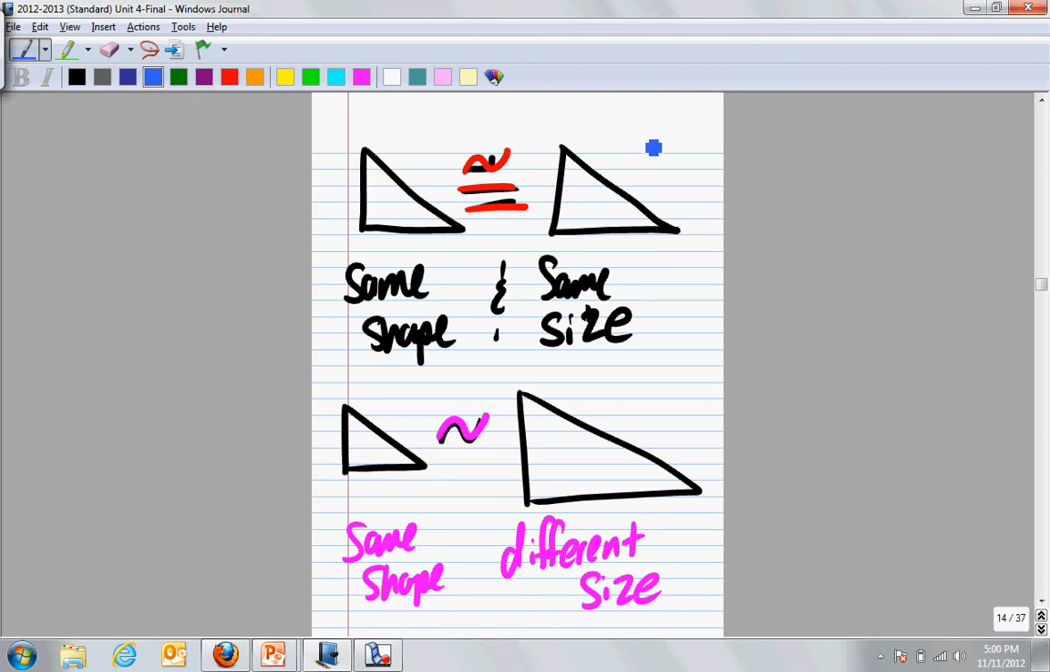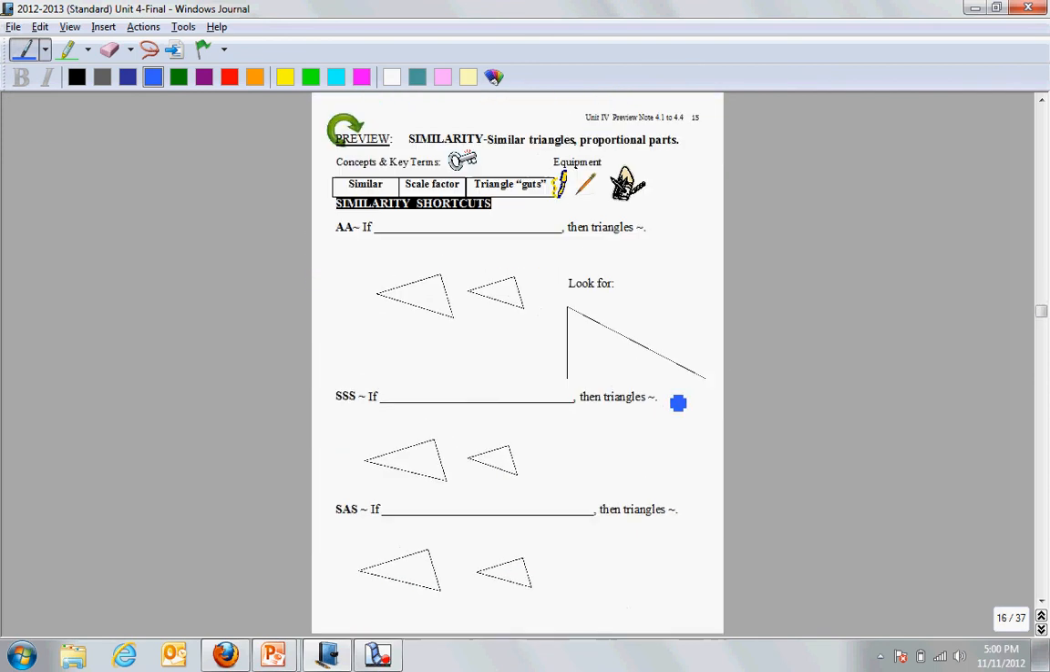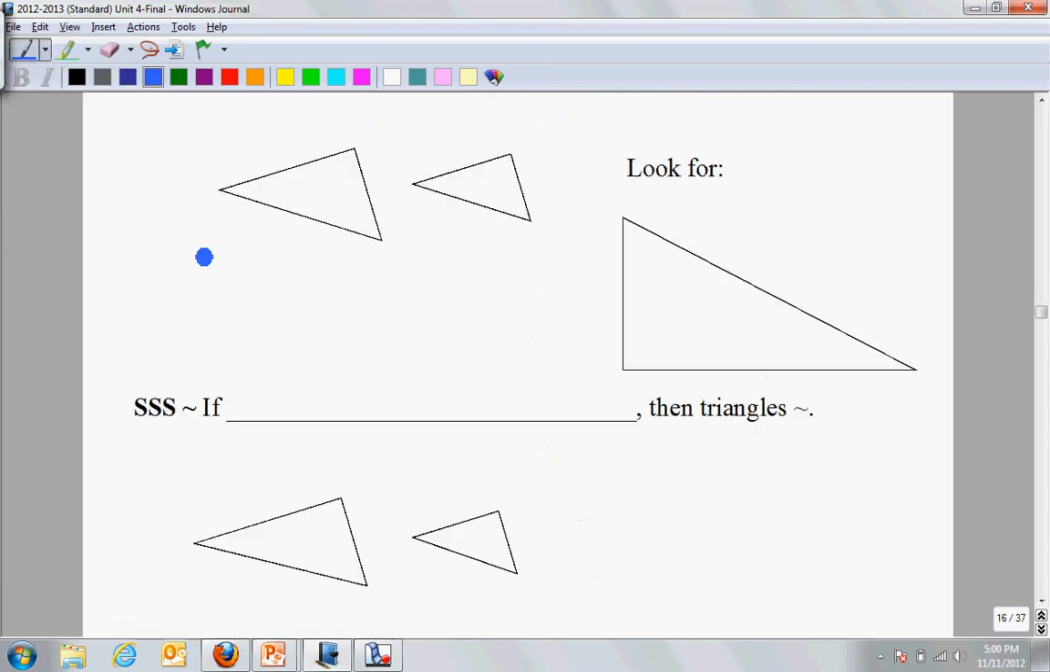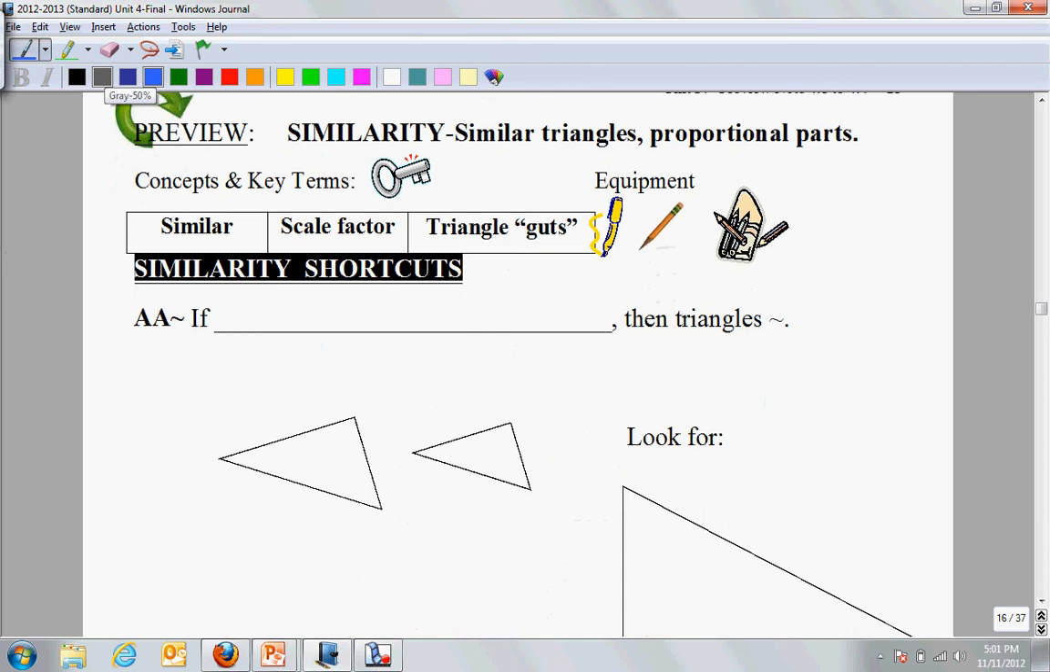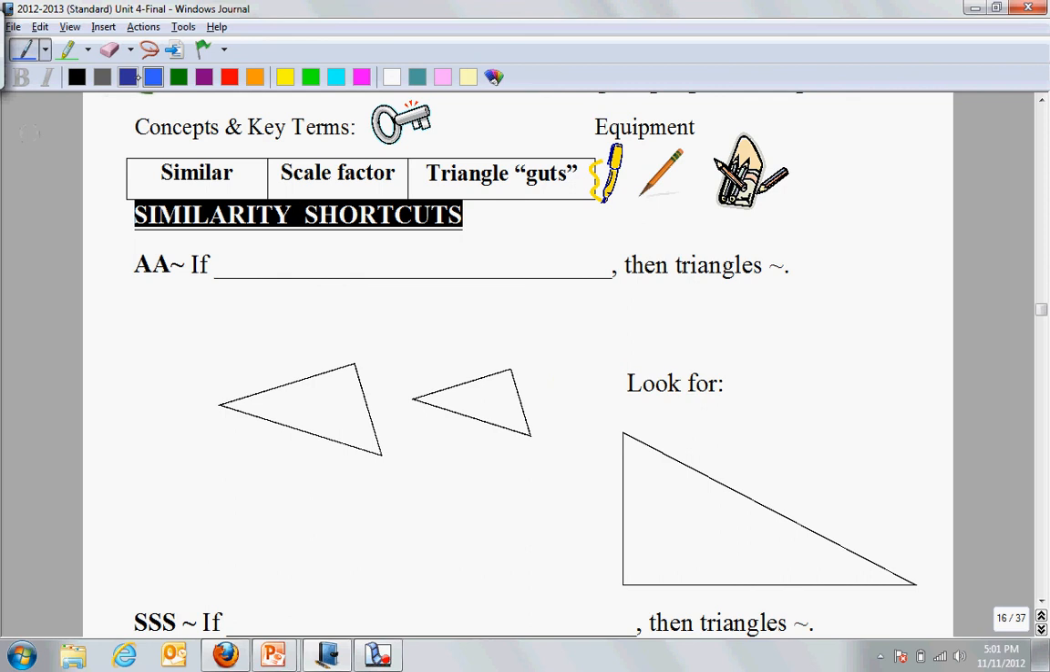And we have shortcuts for congruency: side, side, side; side, angle, side; angle, side, angle; and angle, angle, side. These give us congruent triangles. Today we're going to talk about, well, if we have triangles that are the same shape and different size, what are the shortcuts for making triangles similar. The first shortcut is what's called angle, angle. What this says is if you have two congruent corresponding angles, then the triangles are similar. And remember, similar, same shape, different size.